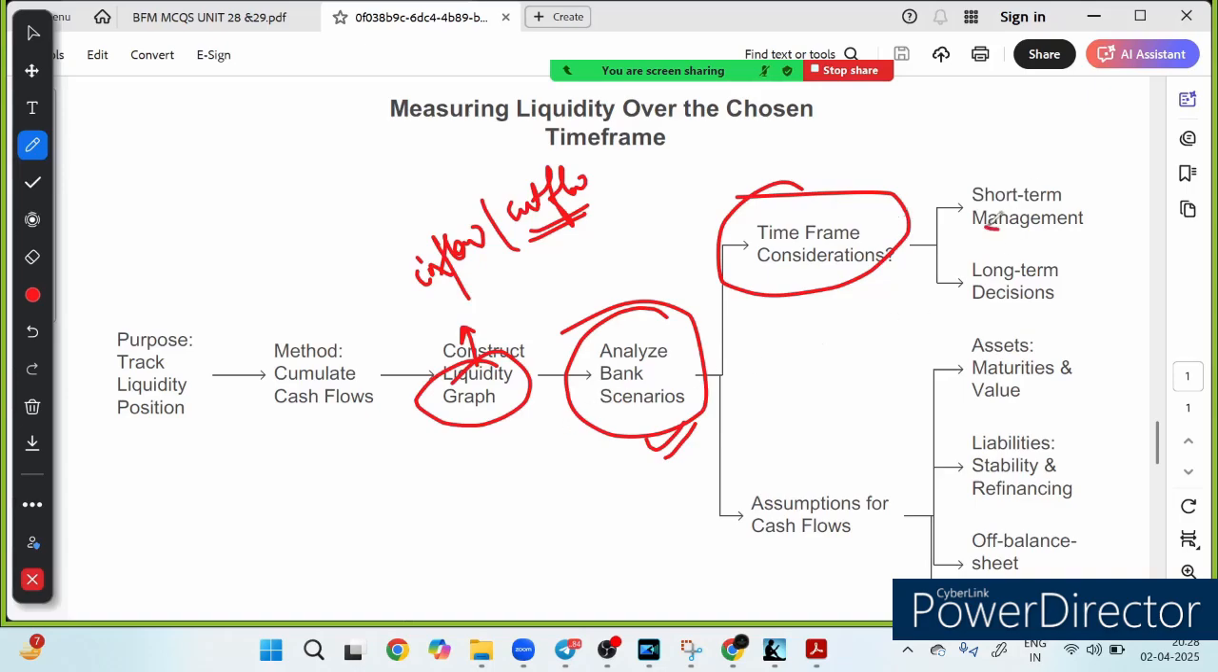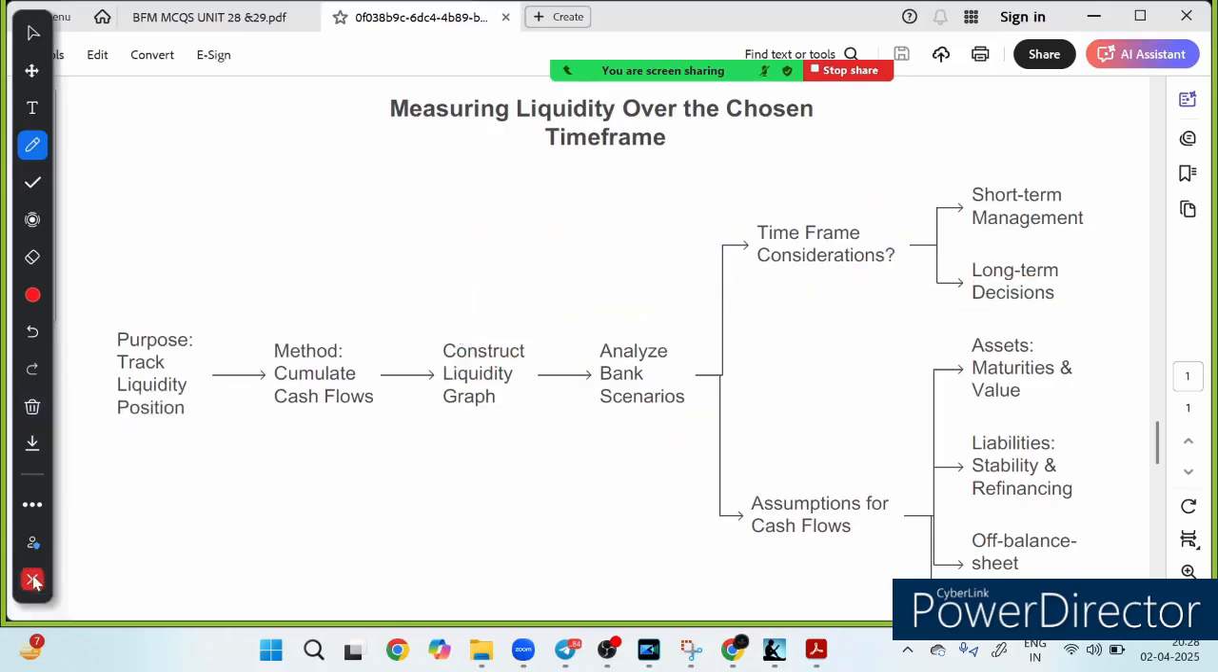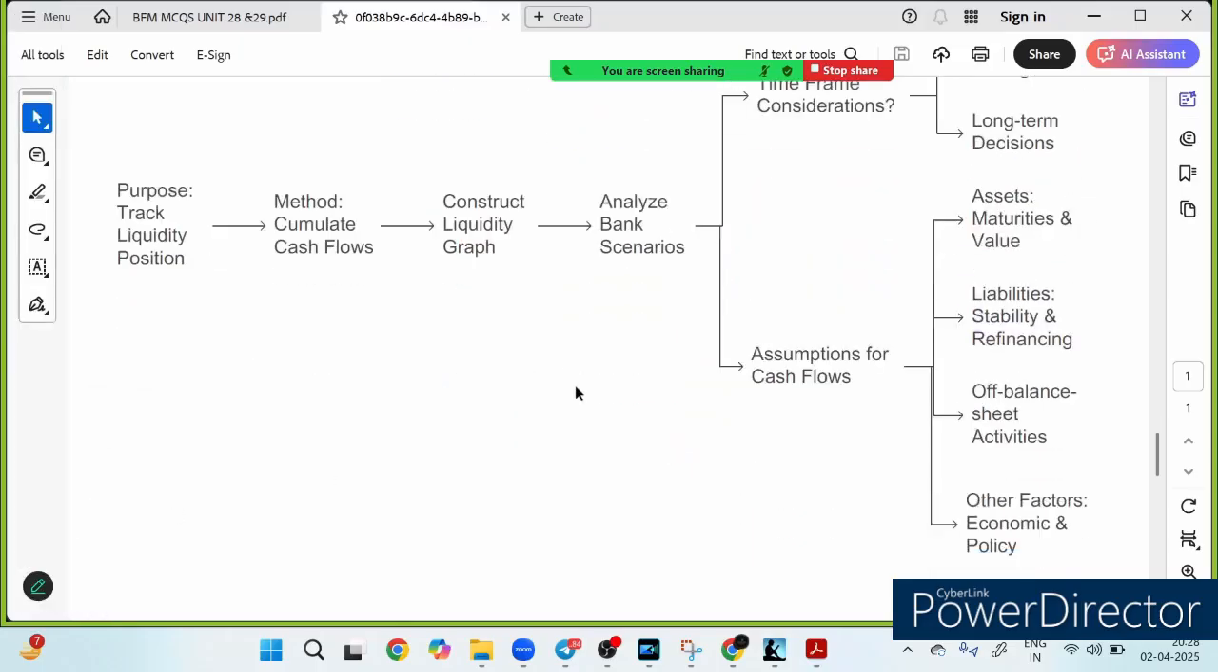And there is something called short term management, which focuses on meeting immediate liquidity needs, like handling daily withdrawals. And if we talk about long term decisions, it helps the bank plan for future liquidity needs, like expansion or investment. Besides all these, there are some assumptions for cash flow. What are those assumptions? Let's see.